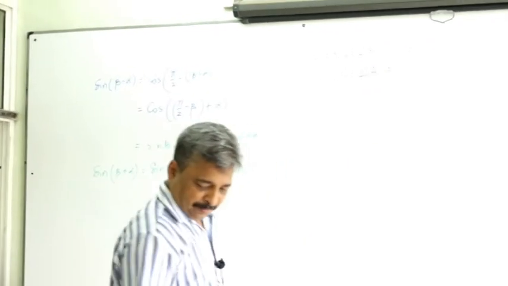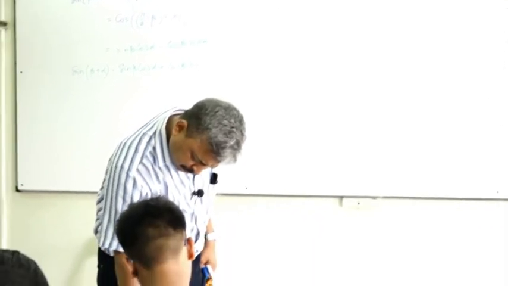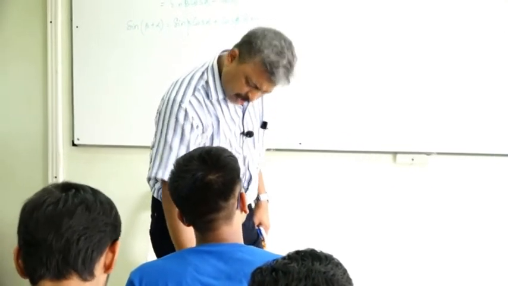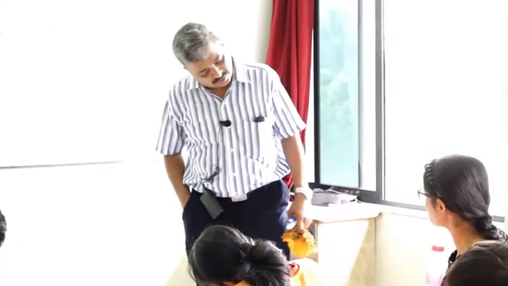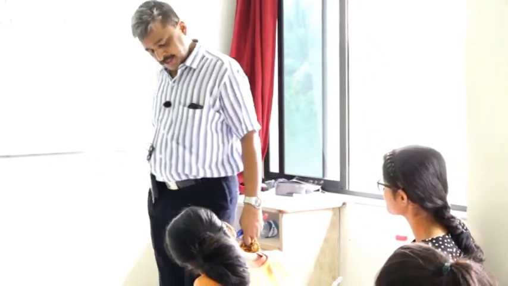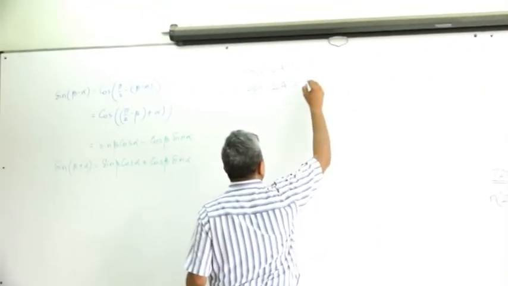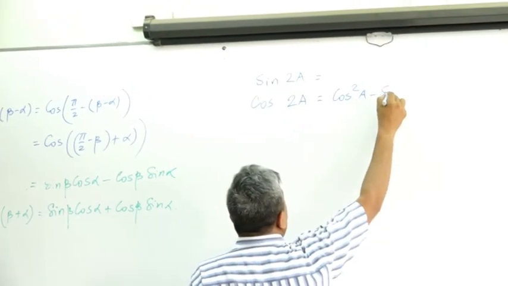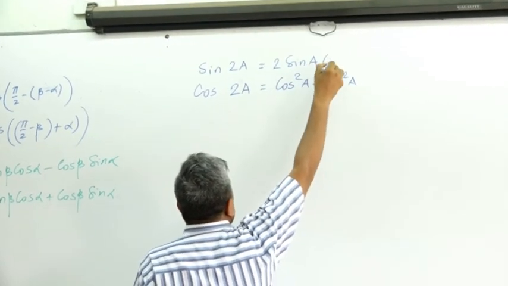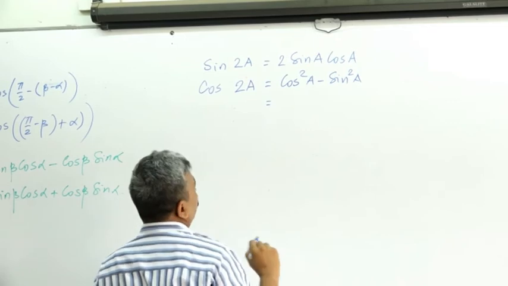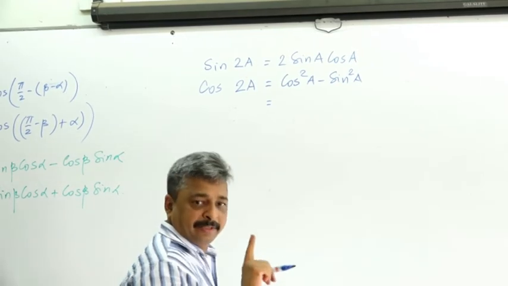Good. Sin cos. Cos square A minus sin square A. So cos 2A is cos square A minus sin square A. Sin 2A is 2 sin A cos A. But now we know cos square and sin square are related.